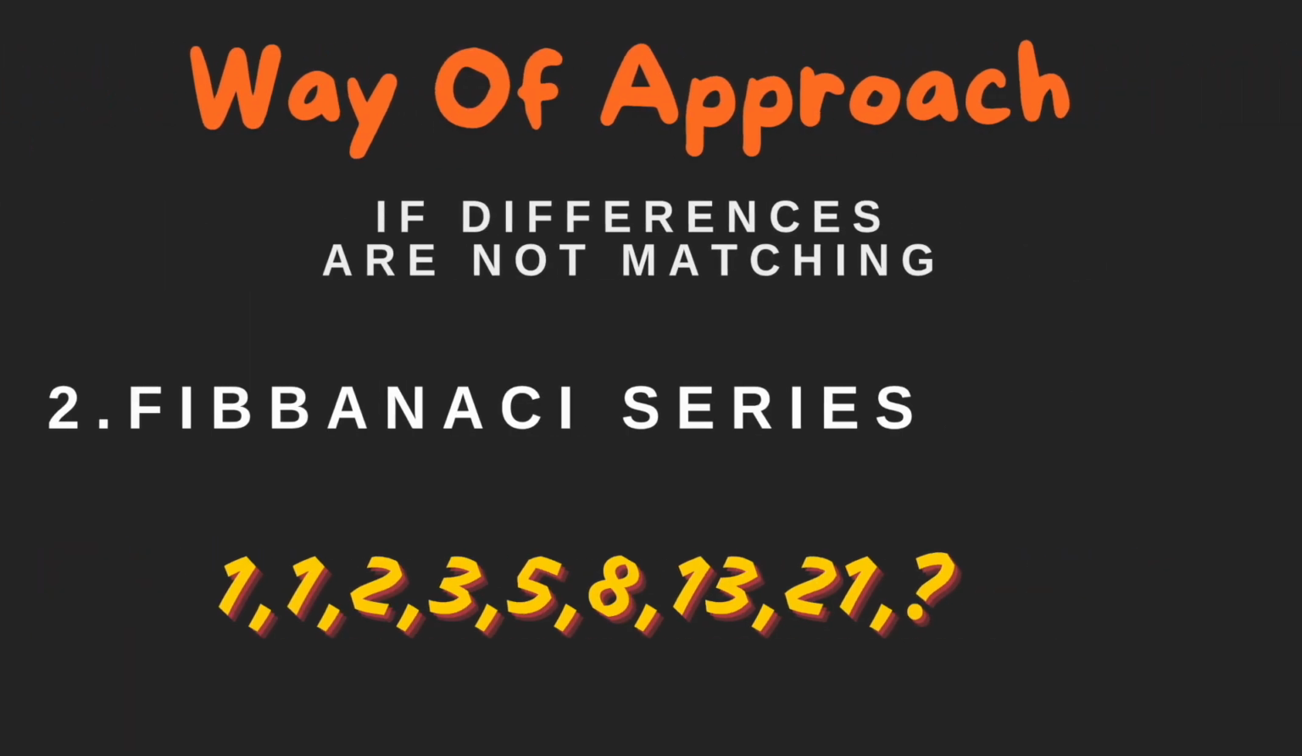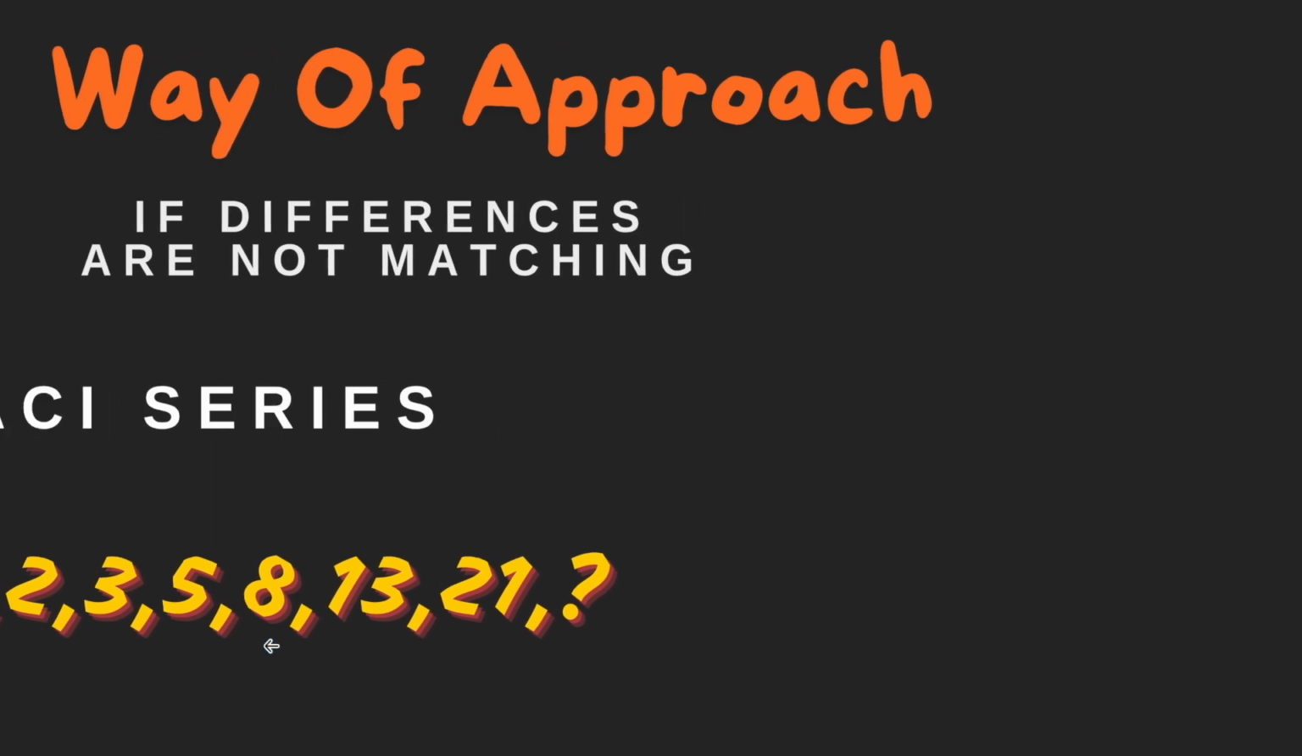And similarly, sometimes you are going to get the question on the Fibonacci series. Fibonacci series means the third term is generated by adding the first two terms. 1 plus 1 is 2, 1 plus 2 is 3, 2 plus 3 is 5, 5 plus 3 is 8, 5 plus 8 is 13, and 8 plus 13 is 21. The question mark value will be 13 plus 21, which is equal to 34. That means Fibonacci series means the third term is generated by adding the first two terms. So like that, you will be getting the question on Fibonacci series.